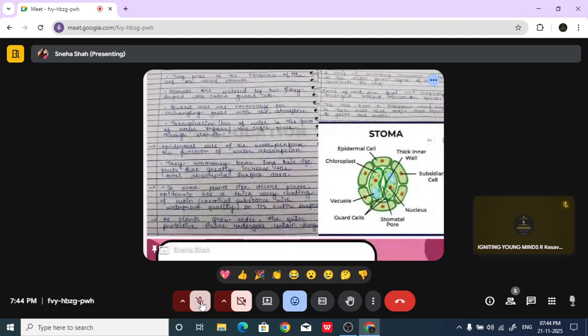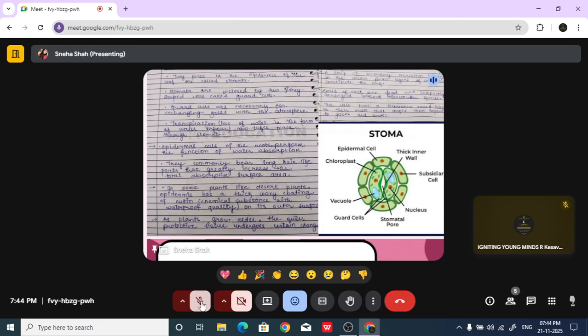Okay. Now, this was about epidermal cells of leaf. What about epidermal cells of roots? They perform the function of water absorption. The cells in the epidermis of the roots of plants absorb water, and to absorb water, obviously they need to have larger surface area.